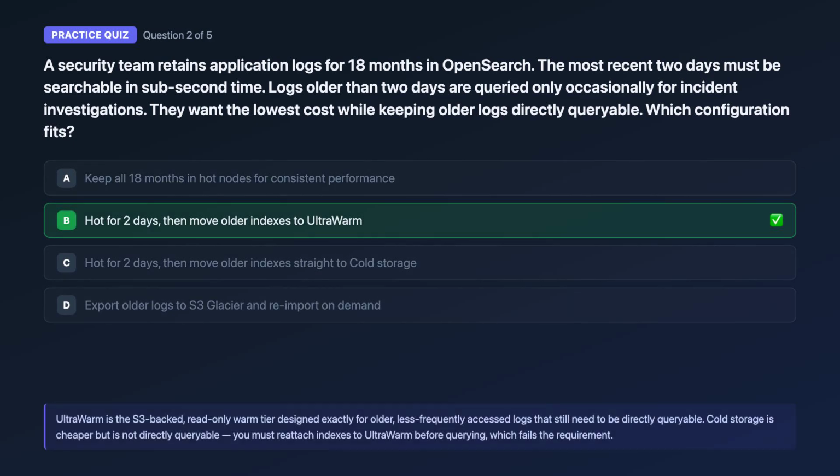The answer is B. UltraWarm is the S3-backed, read-only warm tier built exactly for older, less frequently accessed logs that still need to be directly queryable. Cold storage is cheaper, but it's not directly queryable. You'd have to reattach indexes to UltraWarm before running any query, which fails the requirement in the scenario.